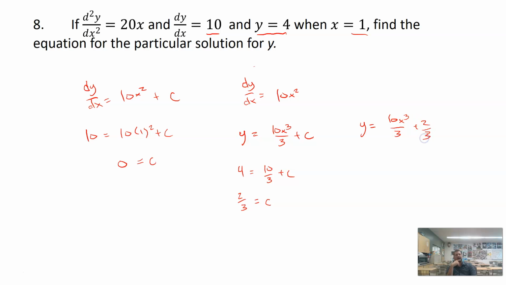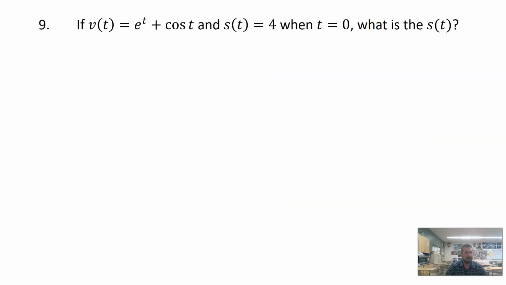Now, this problem, because we started with the second derivative, would not have worked using the method where the x's and y's are mixed together. Or at least it wouldn't have worked on the second derivative. We could have used it here. So that's how we do number 8.